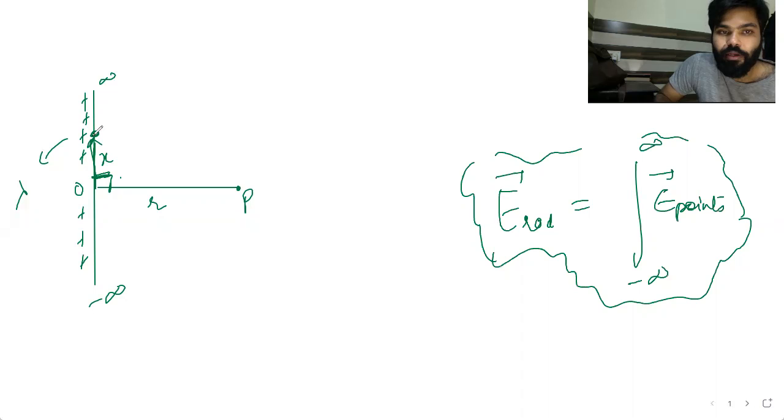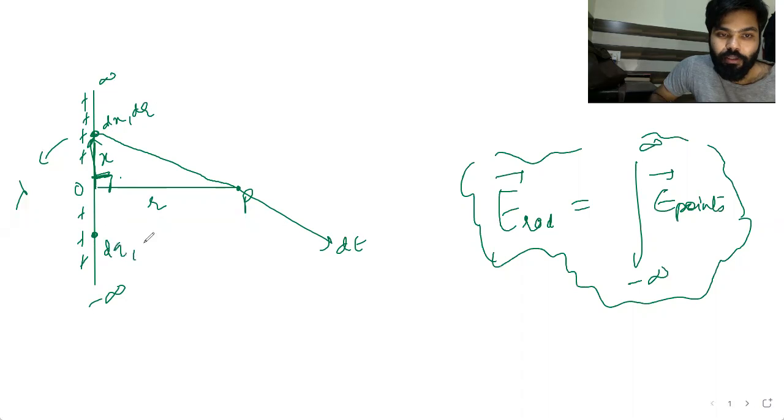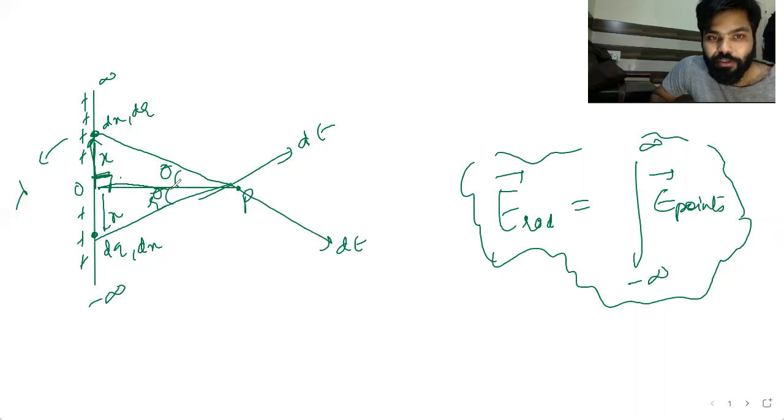above the rod. This is x and it has length dx and charge dq. It will make electric field dE in this direction. There is also a similar element in the downward direction. It also has charge dq and length dx. It will also form electric field dE in this direction. This is theta, this is theta, this is x down, this is x above, and this distance is r, this distance is r. Okay, now both dE are equal in magnitude but have different directions.